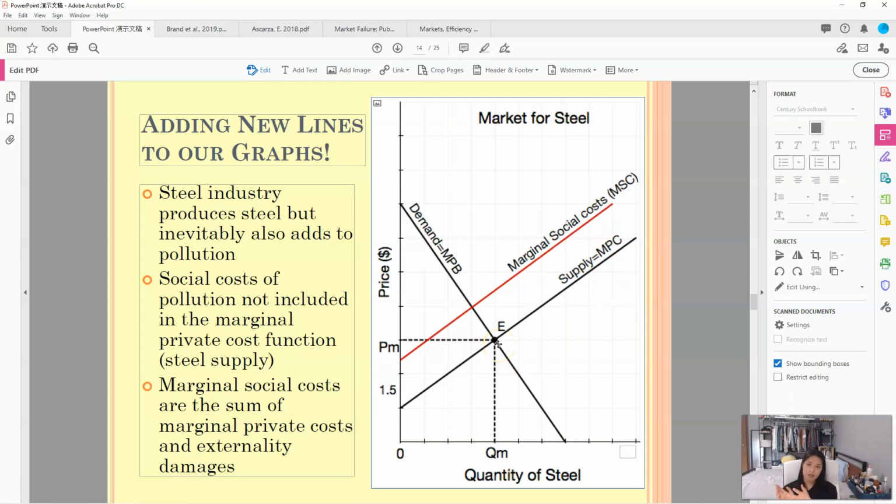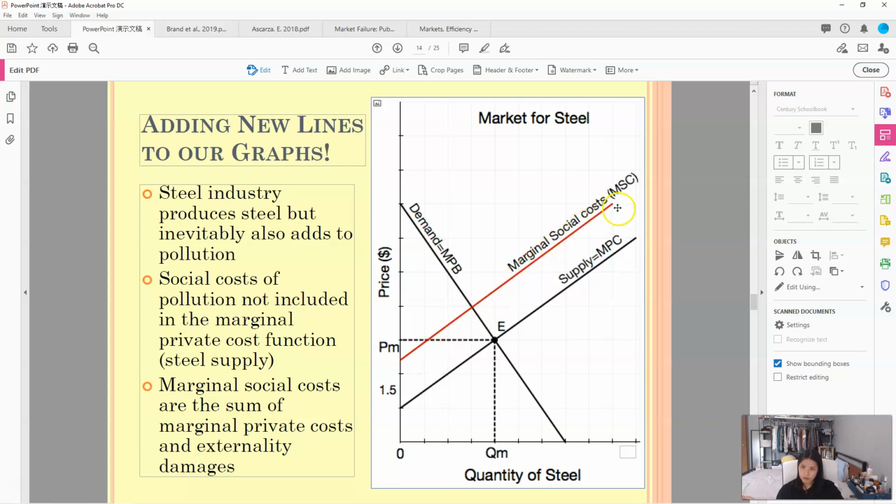And then at this point, the steel market itself can maximize the net benefit. However, as the society, or we can say the environment, absorbs the pollution from the industry production, it not only considers the production costs, but also the pollution costs.